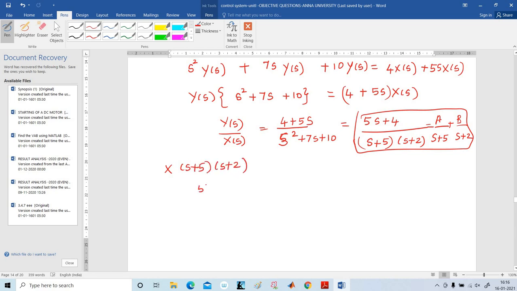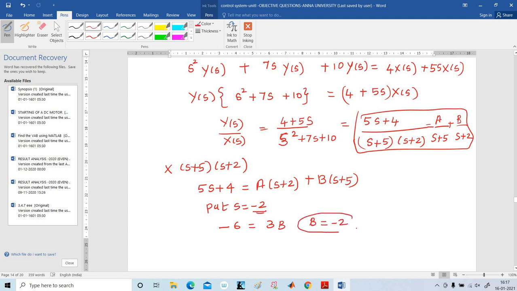On the LHS we have 5S plus 4. On the RHS we have A into S plus 2 plus B into S plus 5. So put S equal to minus 2. The answer is 5 into minus 2 plus 4, so minus 6 equals A into 0, this term is 0, plus B into 5 minus 2. So that is 3B, and B is equal to minus 2. This is the first answer.